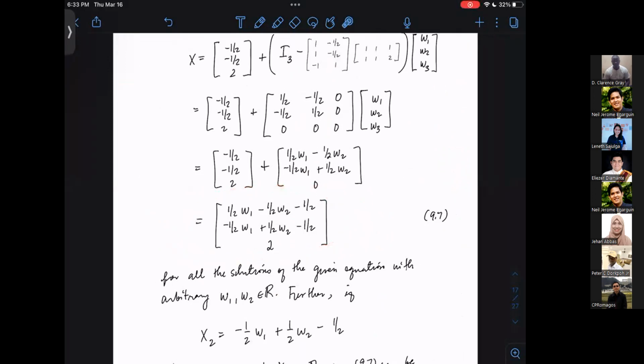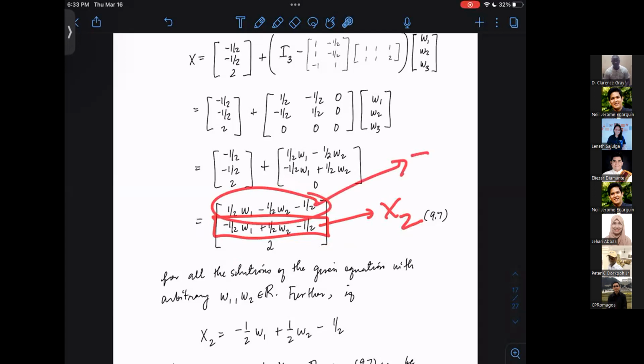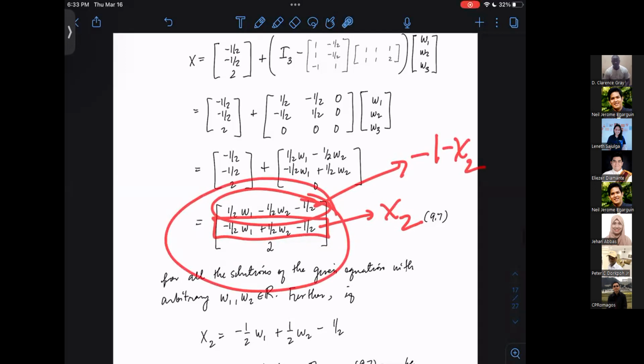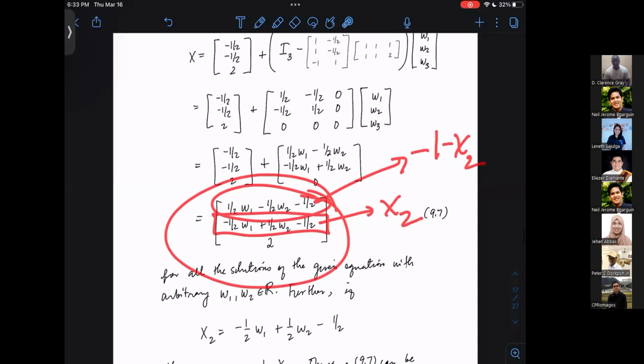So you choose whatever W1 and W2 that you like. It's a little bit different, at least in form, from the solution that I gave you earlier, the simplified version. But if you call this x2, right, then this guy can be shown algebraically to be -1 minus x2. So again, we get an equivalent representation for all the solutions.